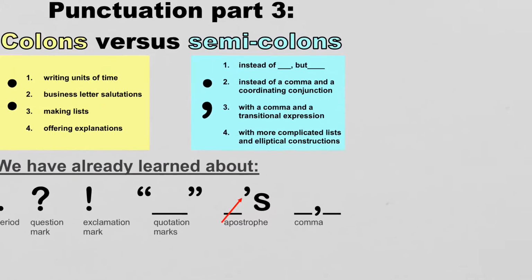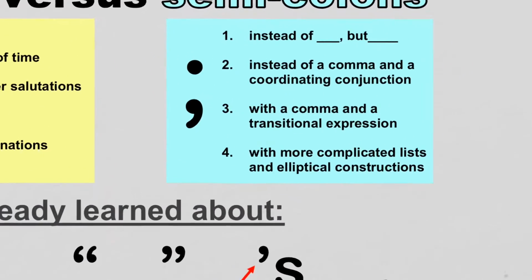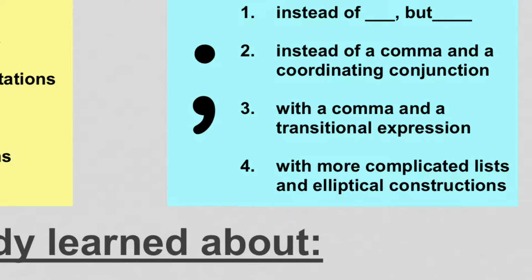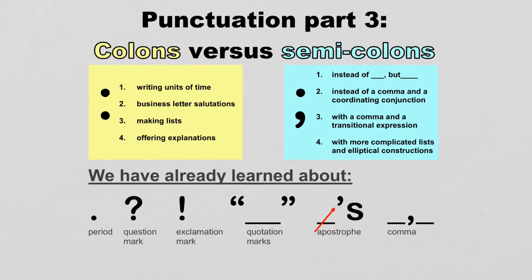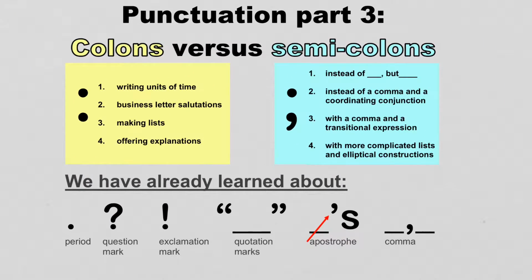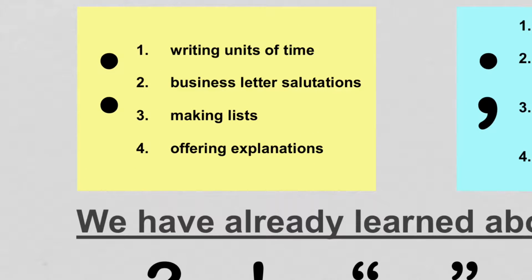And on the right-hand side, I have a semicolon. So as you can see, a semicolon has a dot on the top and then a comma on the bottom, really. So a colon is 2 dots, and then a semicolon is a dot on the top with a comma on the bottom.